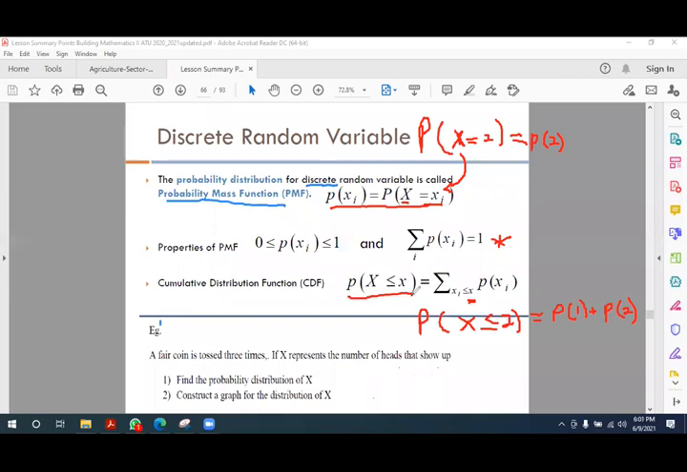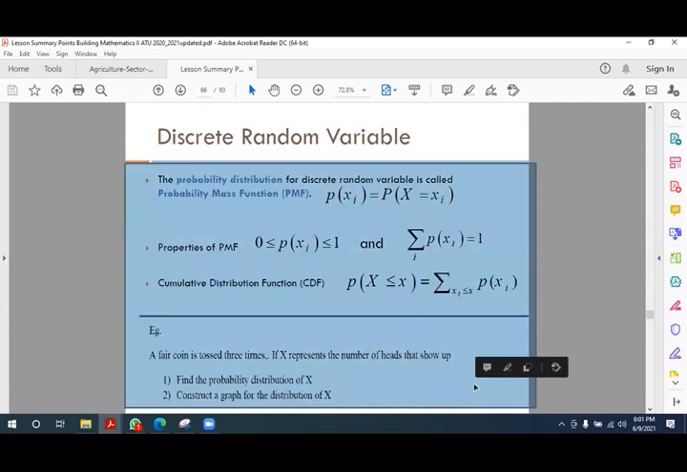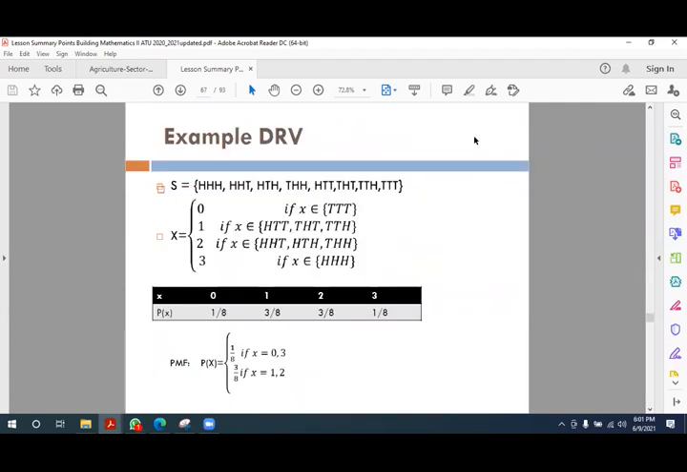I think we'll look at the probability distribution of two processes and then close for today. We are told that a fair coin is tossed 3 times. If X represents the number of heads that show up, find the probability distribution of X. That's the question. Let me clear the screen and then we do that. We are looking at heads that show up, and we have to find the probability distribution of the process.